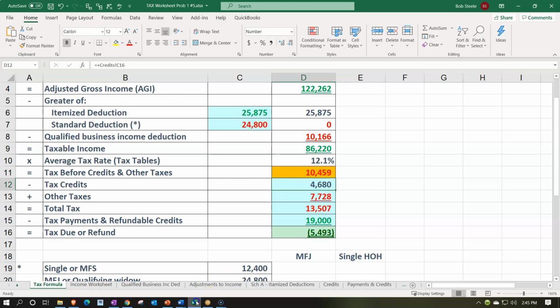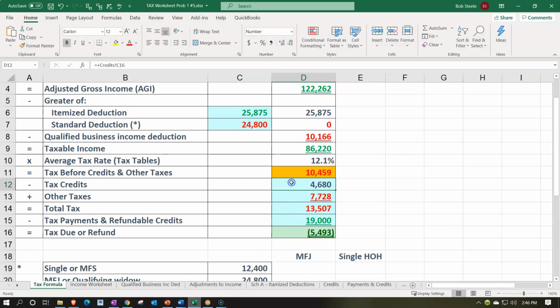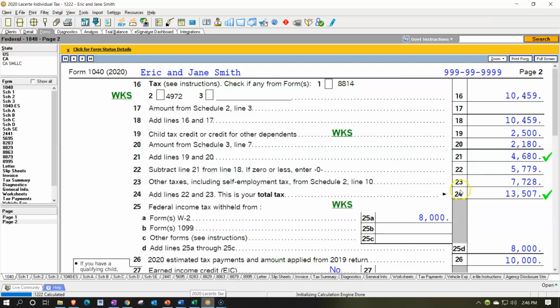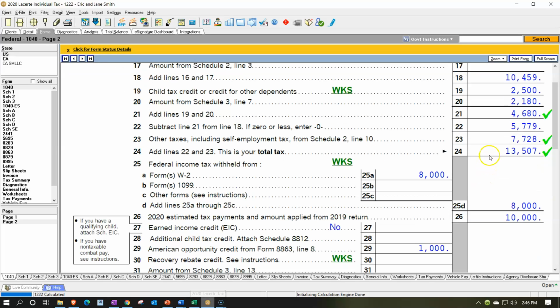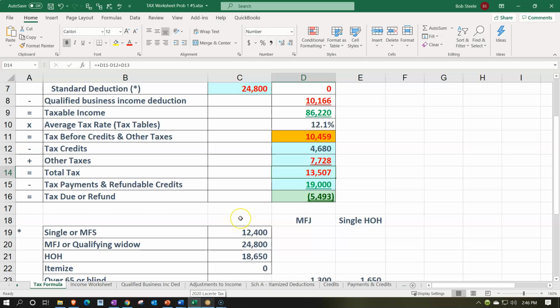Then we have the non-refundable credits up top, which is going to include the 2,500 child tax credit, other credits, and these amounts coming from the Schedule 3, which includes the credit that we just added here, for a total of 4,680. So there's our 4,680. We have the other taxes, which in this case is the self-employment tax, added down here to give us our total tax of that 13,507. So now we're at the 13,507 at this time, which takes into consideration the credits up top.